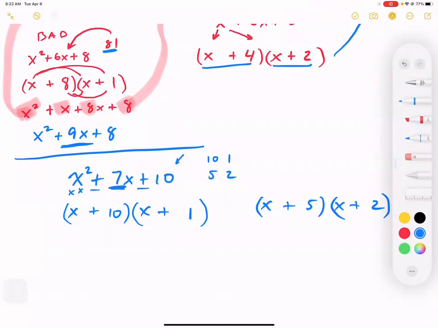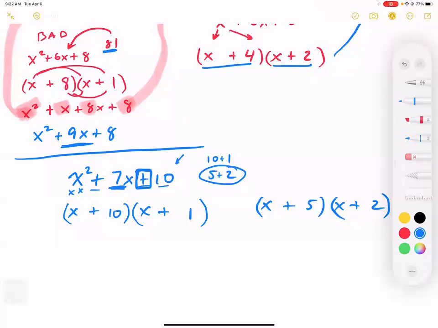Well, looking up here is 10. If you look at the sign, that's a plus sign. That means we're going to add. Is 10 plus 1 7? Is 5 plus 2 7? Which of these possibilities seem to work for you? It's going to be 5 plus 2, right? And that's how I want you guys to think of this.